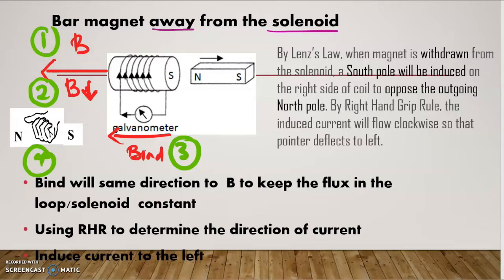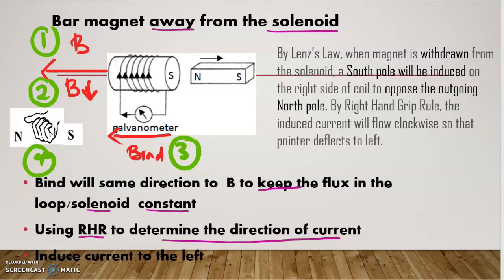And then when the bar magnet is moved away from the solenoid, B induced will have the same direction as the B original to keep the flux in the loop constant. And then using the right hand rule, we can determine the direction of the current, and the direction of the induced current is to the left.